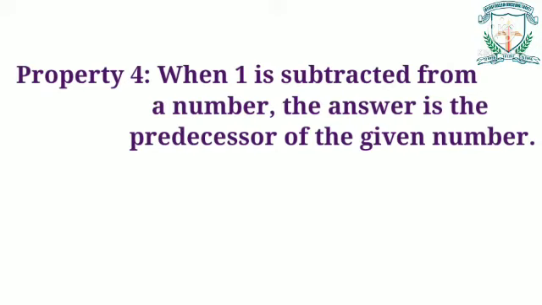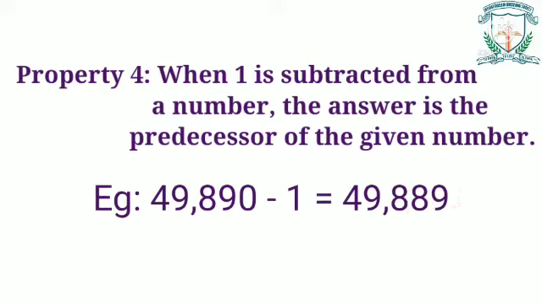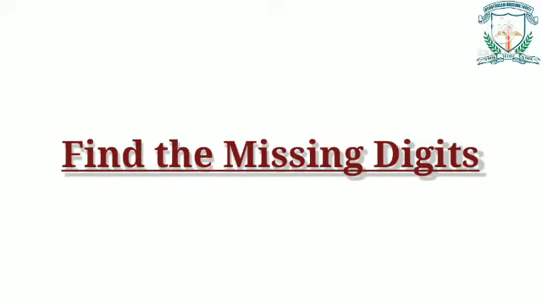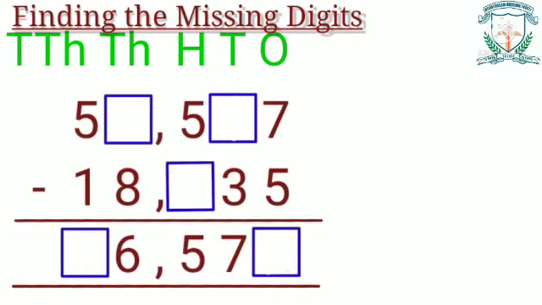Property 4. When 1 is subtracted from a number, the answer is the predecessor of the given number. For example, 49,890 minus 1 is equal to 49,889. Find the missing digits. Let us understand this with an example.